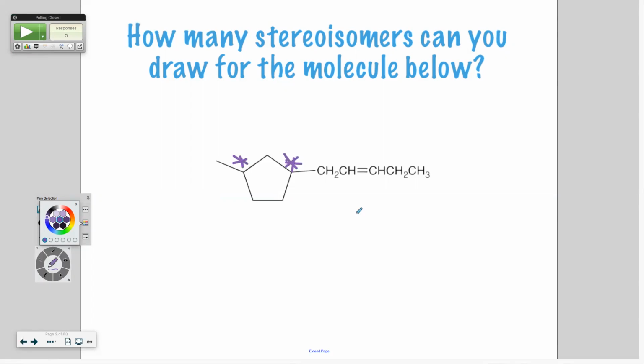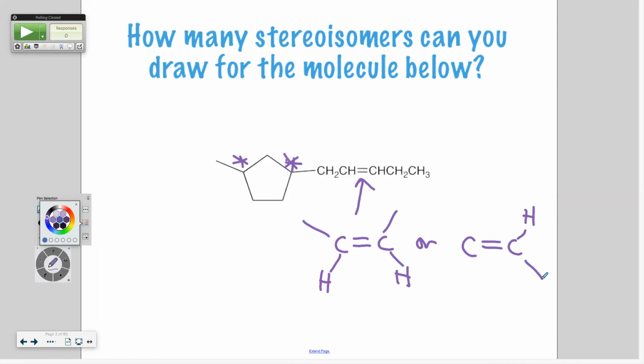Why? What can you tell me about this? It's a double bond. And how can it be arranged? It can be cis or trans. So how many is there going to be? 6. Because you could go RR cis, RR trans, etc.